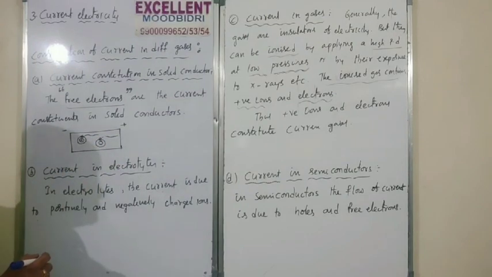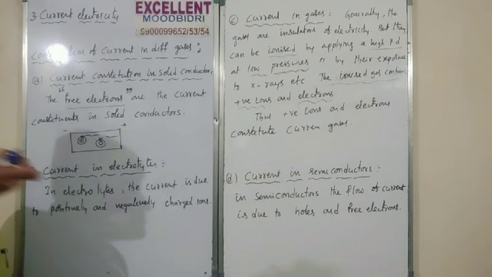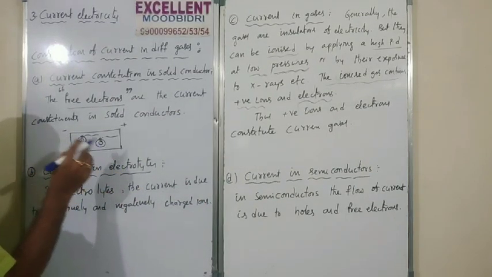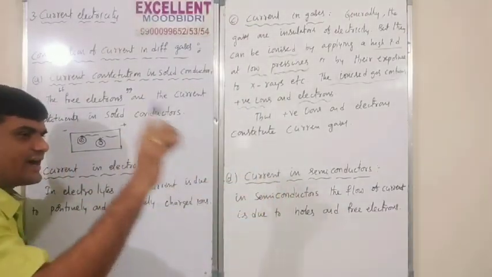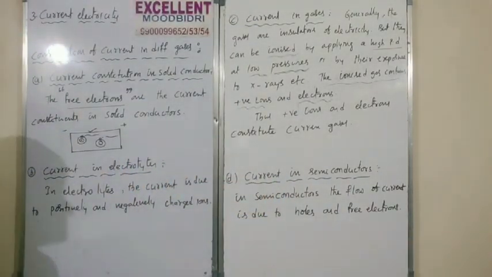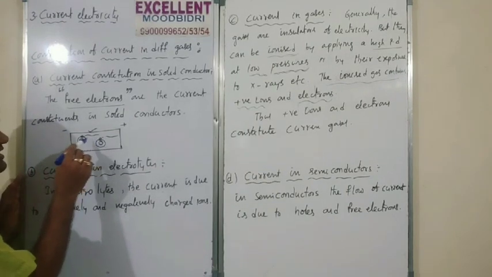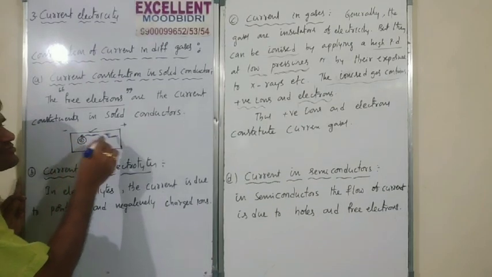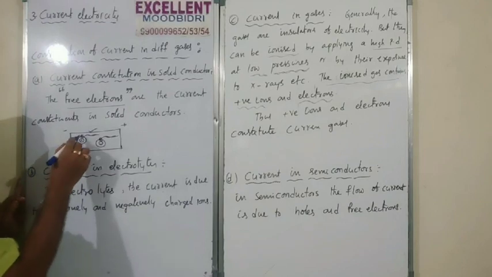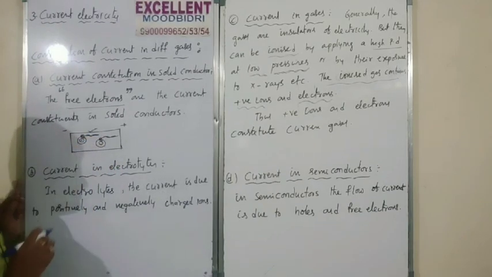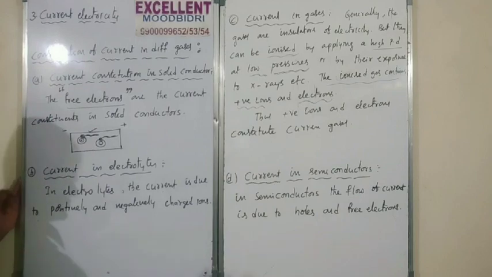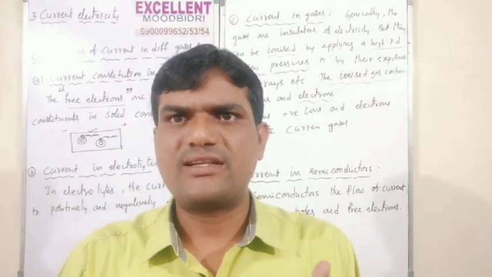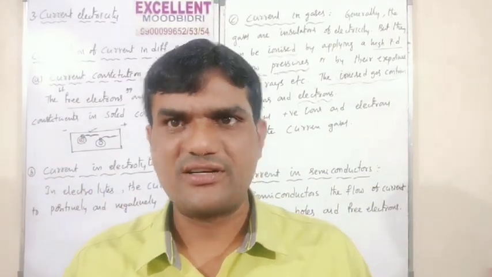You know, current means the flow of charge. That means these free electrons constitute the current in conductors. That is what the current carriers are here. Current is produced by these free electrons. That is for solids. So a simple question: what are the current carriers in solids? Free electrons. That's it.